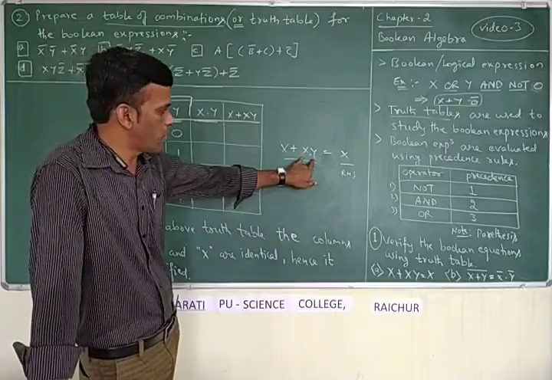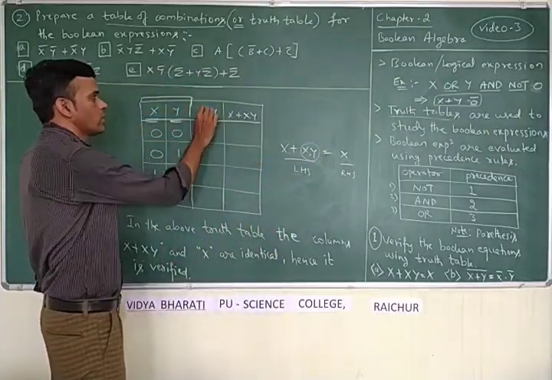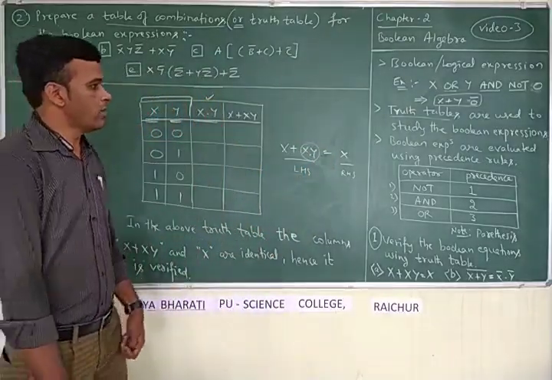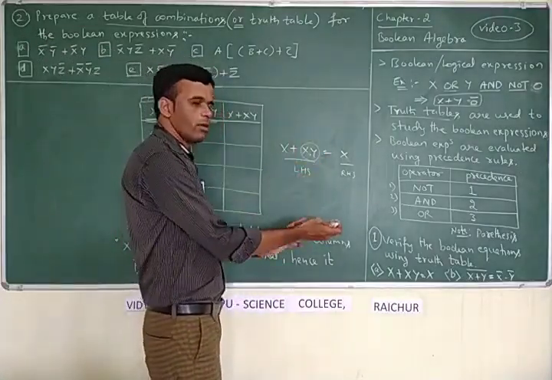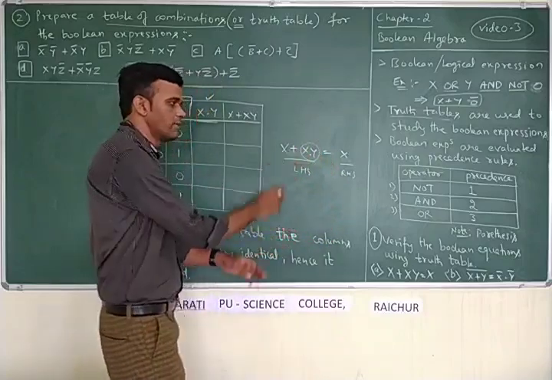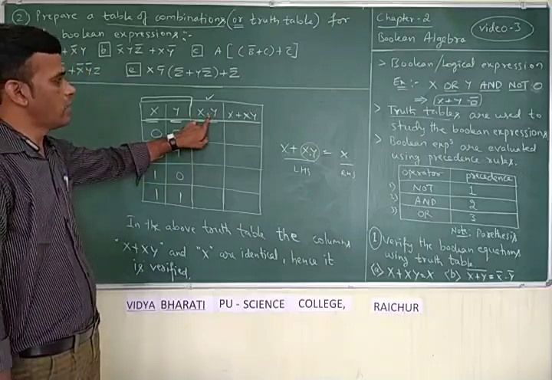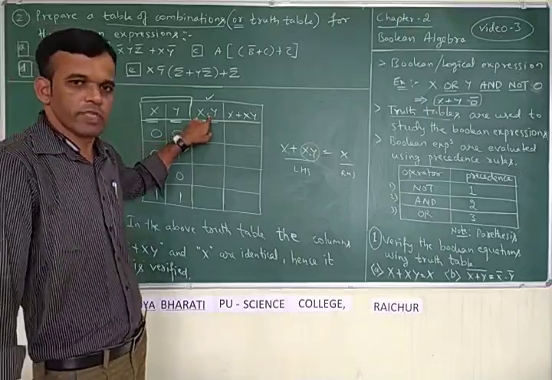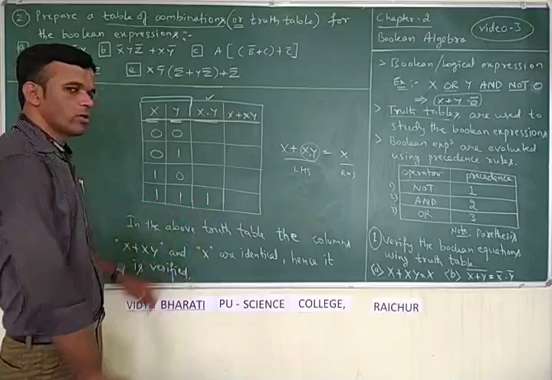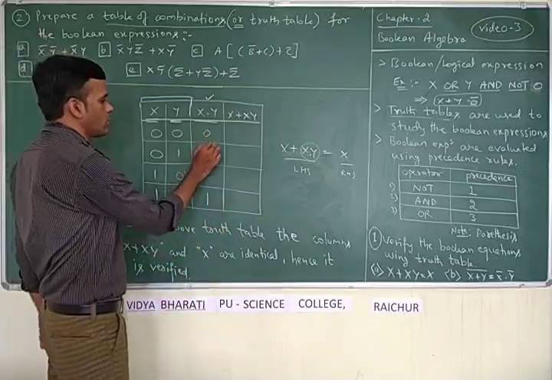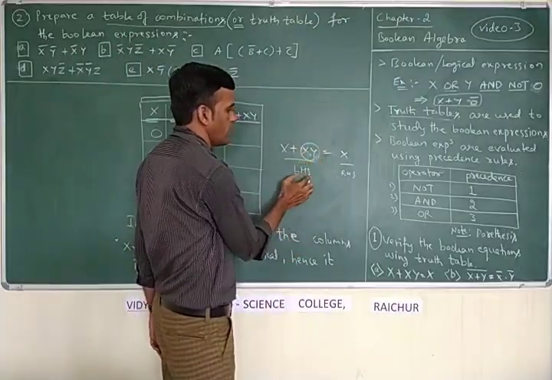So first consider this part of the expression, x into y. Consider that column x into y. Then after having the answer of this x into y, we can go for logical OR with the variable x. So let's go for this x into y. This is an AND. AND property says that output is 1 when all are 1. This is the only case where we are going to get 1. Remaining all are 0. Now this part of the LHS is solved.